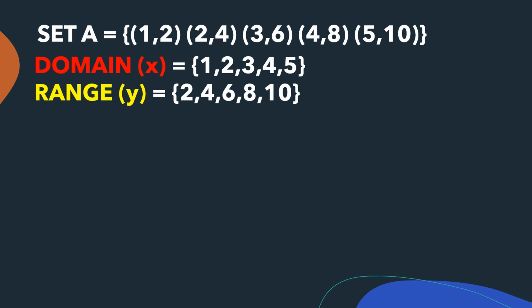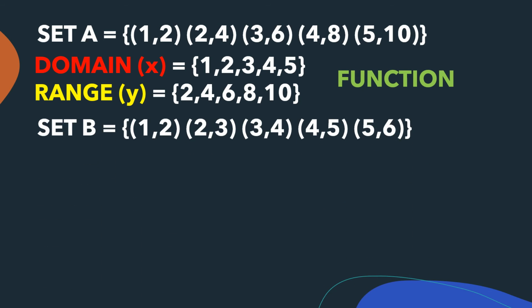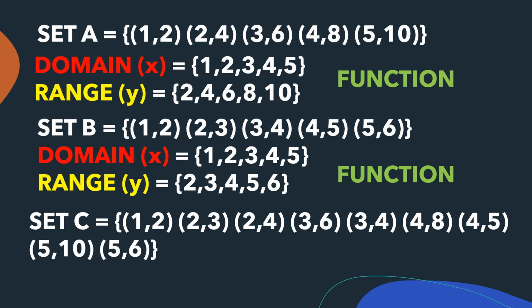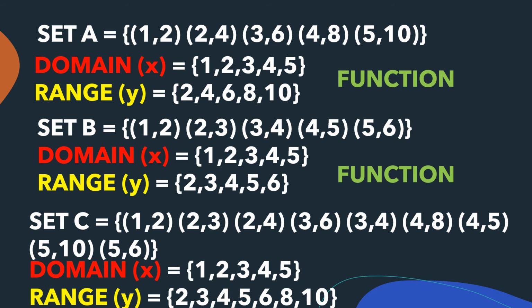In set A, we have 1, 2, 3, 4, 5 as the domain and 2, 4, 6, 8, 10 as the range. The domains are not repeated, so it is a function. In set B, we have domain 1, 2, 3, 4, 5 and range 2, 3, 4, 5, 6. Again, that is a function because the domains are not repeated. But in set C, we have domain 1, 2, 3, 4, 5 and the range is 2, 3, 4, 5, 6, 8, 10. That is a relation because the domain 2 is repeated, paired with the ranges 3 and 4.